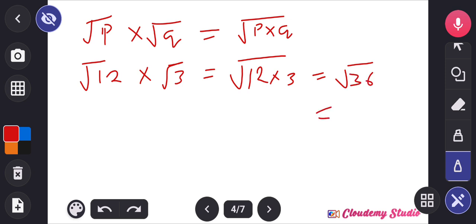Root 36 equals 6. Also, we can actually apply the law of indices here. You might be wondering, how is root 36 equal to 6? You press your calculator, you get the same answer. But we can apply the law of indices here.